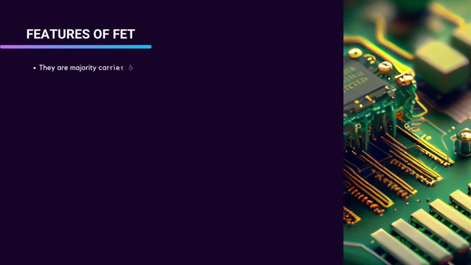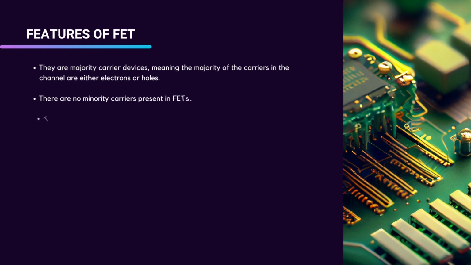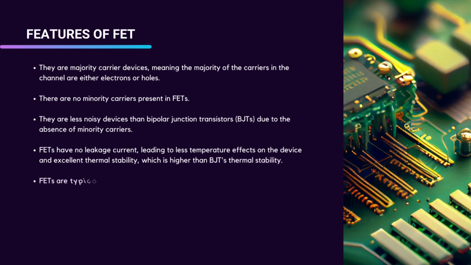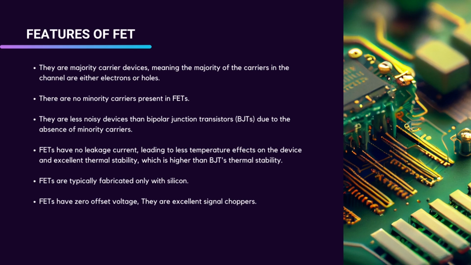They are majority carrier devices, means the majority of the carrier in the channel are either electrons or holes. There are no minority carrier present in the field effect transistors. They are very less noisy device than bipolar junction transistor due to the absence of the minority carriers, as all the current flow is due to the presence of the majority carriers only. So, the chances of occurring noise in the device is reduced. Hence, the current flow is due to the majority carrier only and the device becomes less noisy.